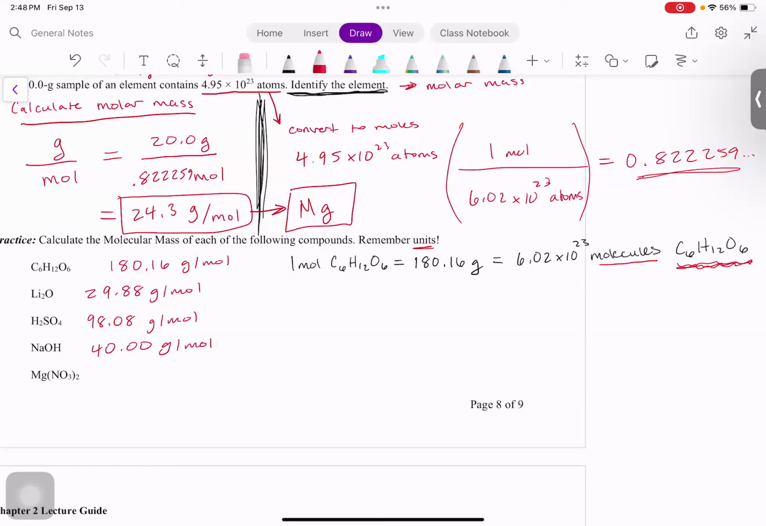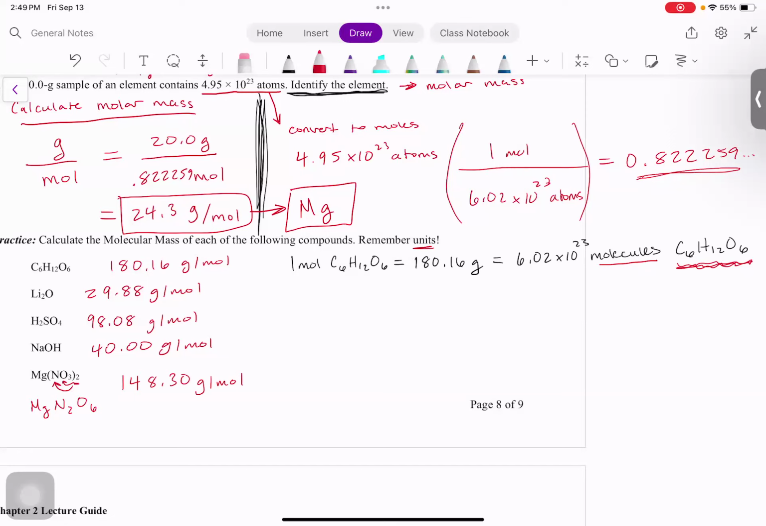I'm going to use 2 decimal places in each of my molar masses just to have a good number of significant figures there. Mg(NO3)2, remember this 2 applies to everything that's in the parentheses. So we have 1 magnesium, we have 2 nitrogens, and we have 6 oxygens. So when we add this up, 148.30 grams per mole.